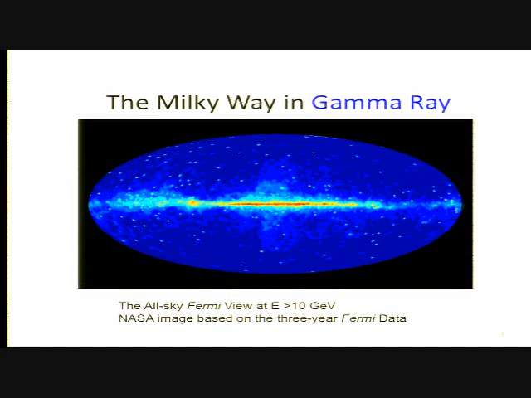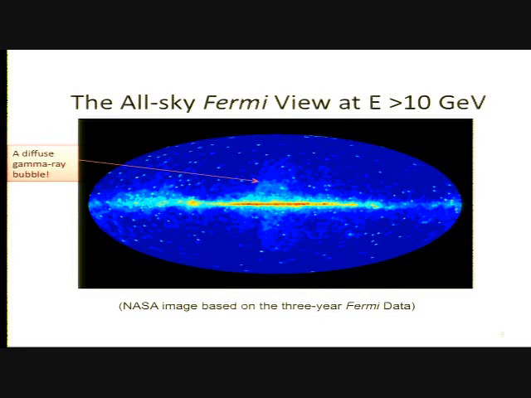In the gamma ray band, you can still see the disk dominating the gamma ray emission. This image, more precisely, is the all-sky Fermi view at about 10 GeV. But in the halo, you can still see this extended diffuse emission. And it's probably better to see here. You can see there are diffuse bubbles above and below the halo.